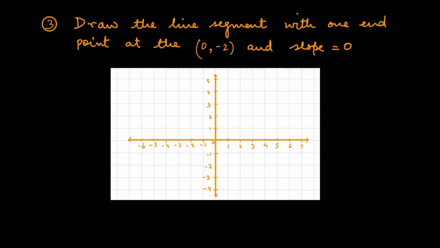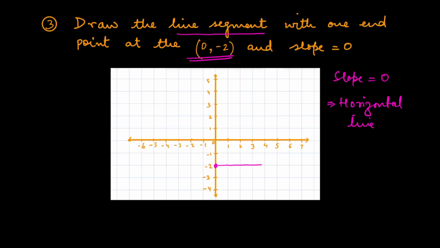Now we take example 3. In this it says draw the line segment with one endpoint at (0, -2) and the slope is 0. Now this part we have to remember: whenever the slope is 0, we will draw a horizontal line. And where should we draw the horizontal line? This will be according to the point which is given. So (0, -2) we mark here, and since it says segment, we can just draw the segment in whichever direction you want, but it should be a horizontal one.